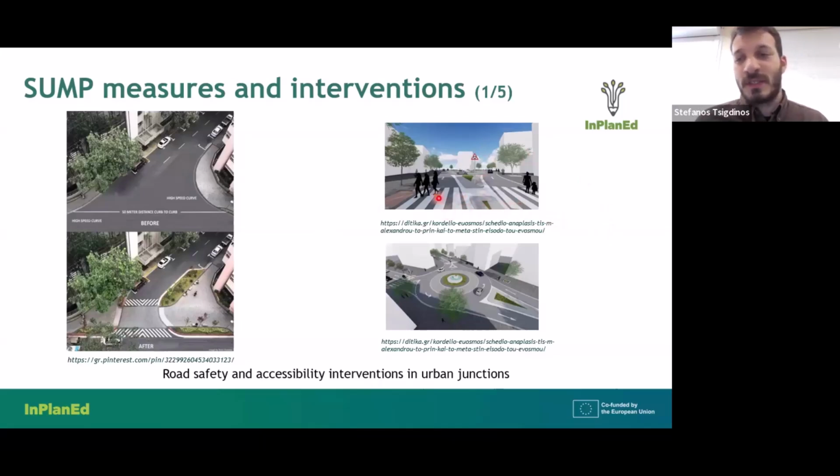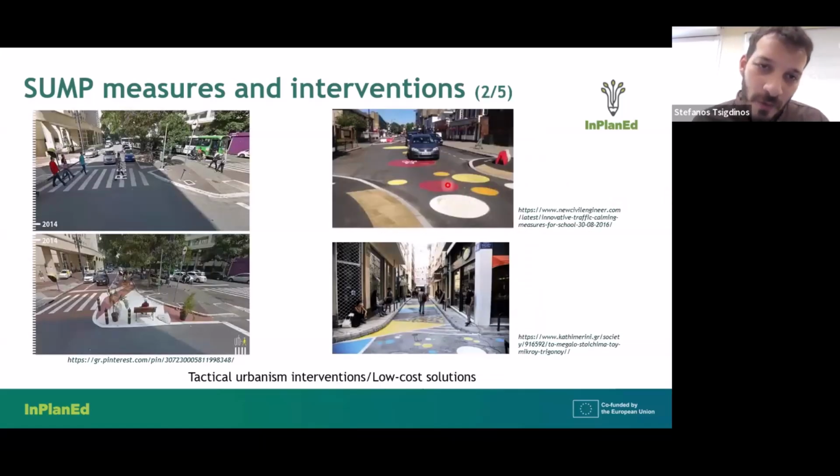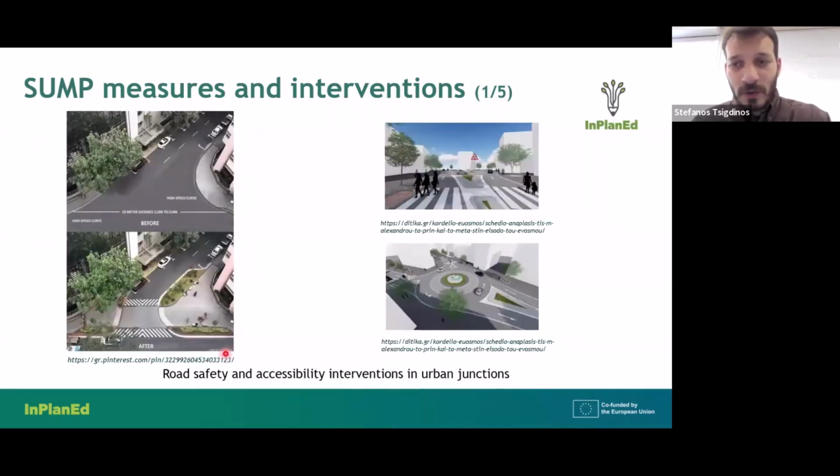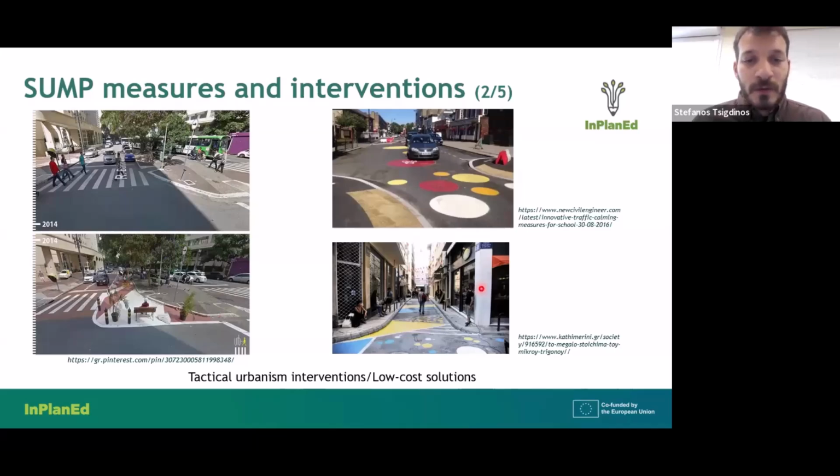Here we can see other solutions with crosswalks. This is a simple crosswalk, but in the next slide we can see other ways of crosswalks, or the pavement with different kinds of colors, different kinds of crosswalks. Here we can see also mini roundabouts and roundabouts in general. It's a very, very efficient measure towards road safety. So here we have low-cost solutions.